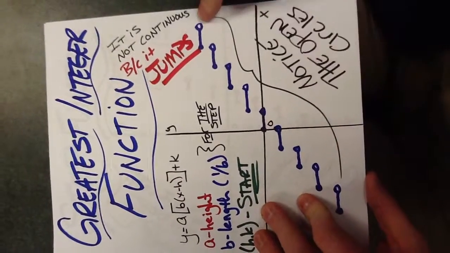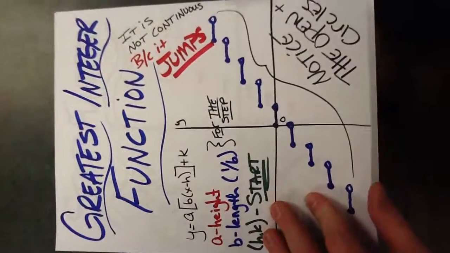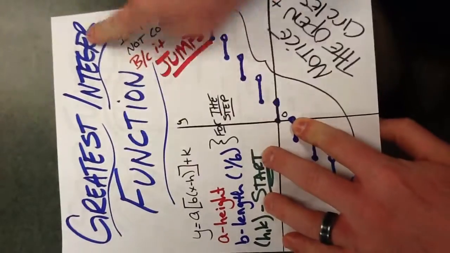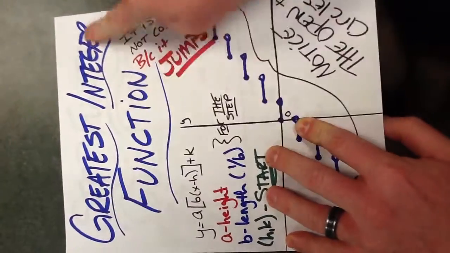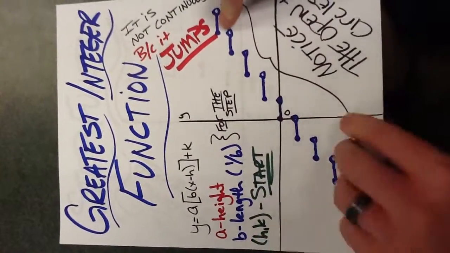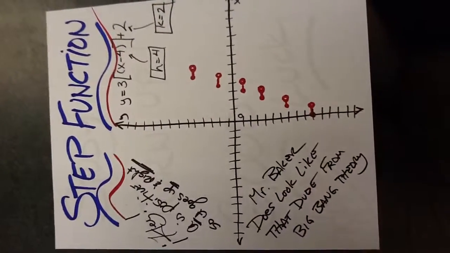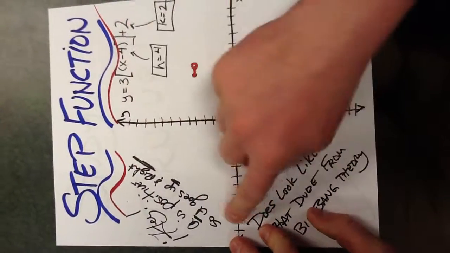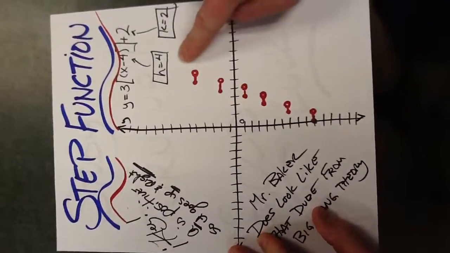Notice the open circles. If they're not open, it's not a function. Then we couldn't say greatest integer function. We'd have to say greatest integer something that's not a function. It is a step function. Hey, a is positive, so it goes up as it goes to the right.